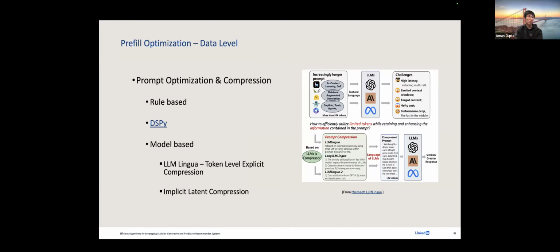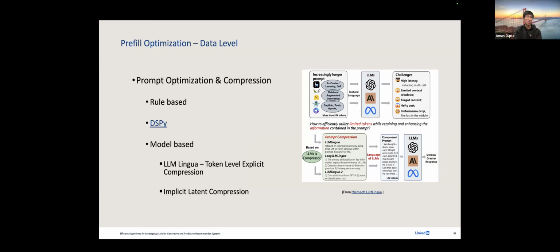So continuing with prefill optimization. The first layer we can target is the data level. Over the past few years, we've seen user prompts become increasingly longer, driven by trends like in-context learning, chain of thought, reasoning, RAG, and multi-turn dialogue systems. It's now pretty common to see prompts that exceed 20K tokens in enterprise use cases.